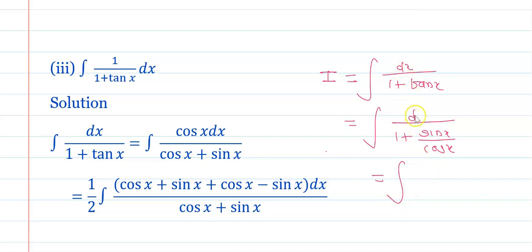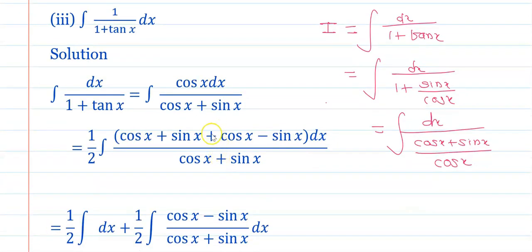This is dx. Here you will get cos x plus sin x upon cos x. And if you multiply the reciprocal, you will get here cos x into dx upon cos x plus sin x.